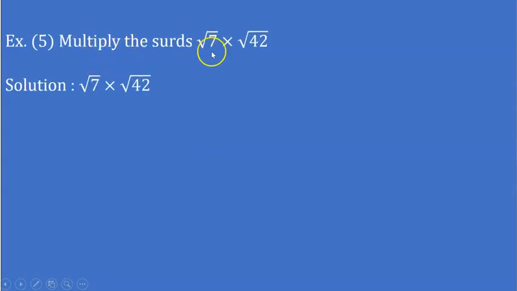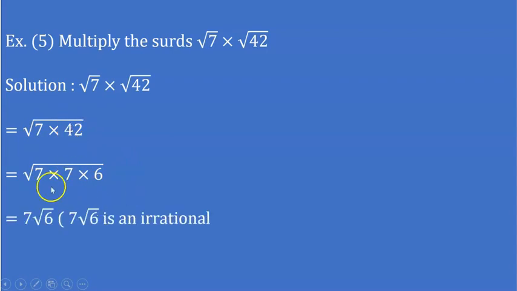Multiply these surds, root of 7 into root of 42. Now here the order of these two surds is the same. Therefore we will multiply here. That is the root of 7 into 42. Their multiplication is 7, and 42 can be written as 7 into 6. Now 7 into 7 means what? 49. The root of 49 is 7. Therefore it is written as 7 root 6. And this is an irrational number.